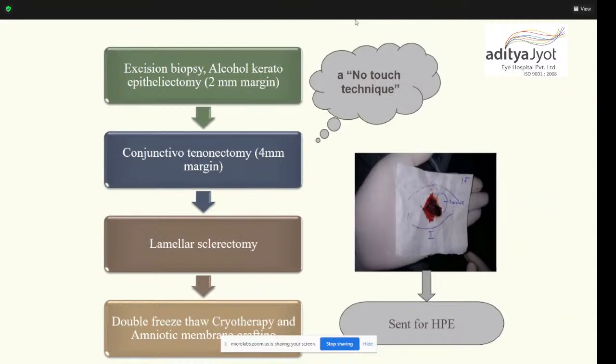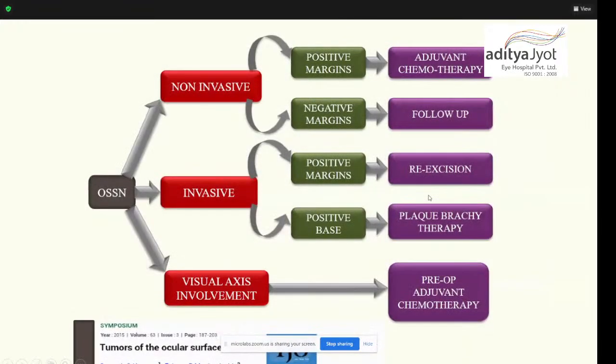So you can do an anterior segment OCT, see the depth. If it's too deep, you can probably do a lamellar sclerectomy for 0.2 millimeter depth. Okay, and to prevent recurrence, you have to do a double freeze thaw cryotherapy and amniotic membrane transplantation. And please send the excision biopsy. You can draw it like this and send it for histopathological examination.